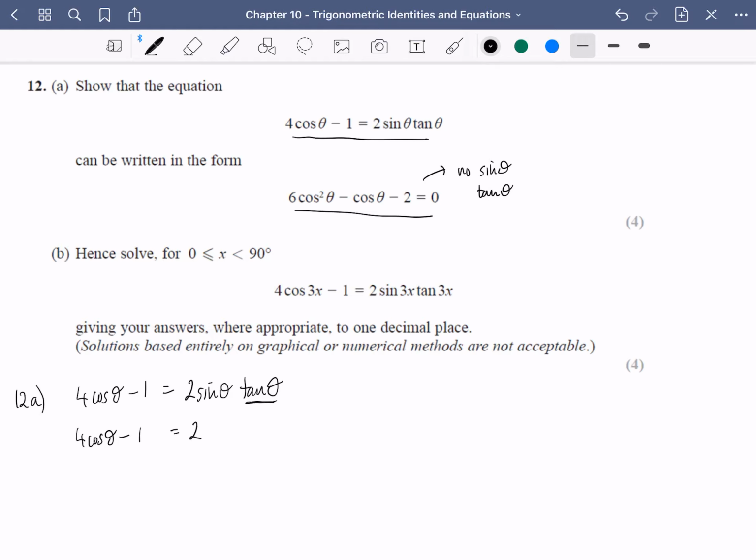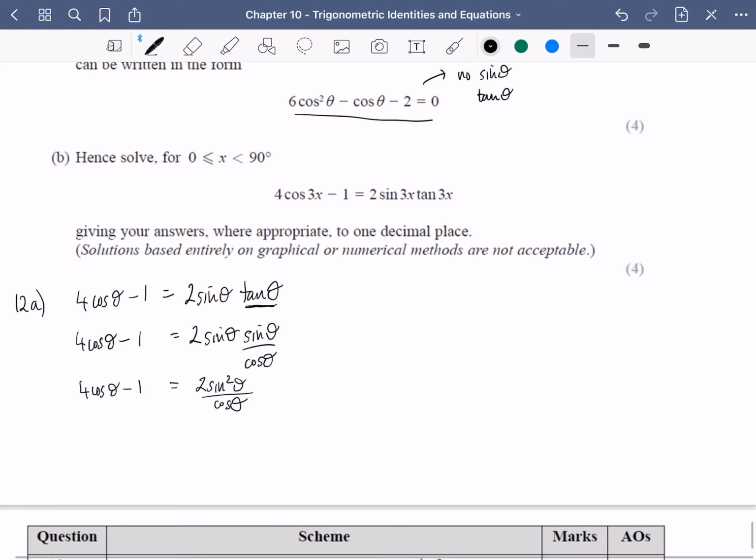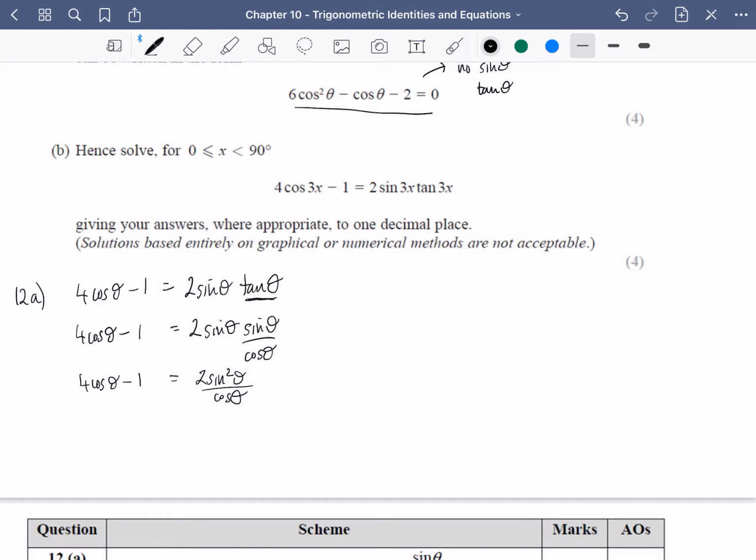Now we know that tan theta is sine theta over cos theta. So I have 4 cos theta minus 1 equals, now the numerator of this fraction is 2 sine squared theta, and everything is being divided by cos theta here. So if I want to continue solving this equation, I'm going to multiply both sides by cos theta. Now when you multiply by cos theta, you need to multiply this and this by cos theta. So you get 4 cos squared theta minus cos theta equals 2 sine squared theta.